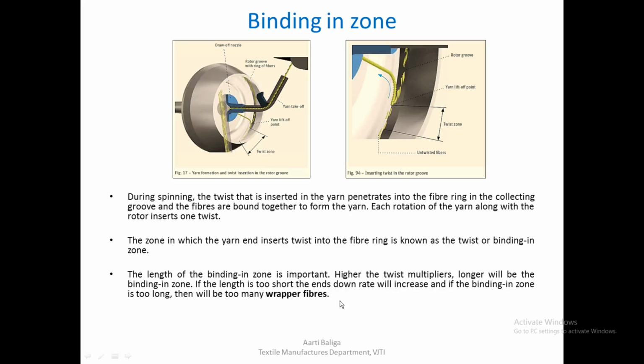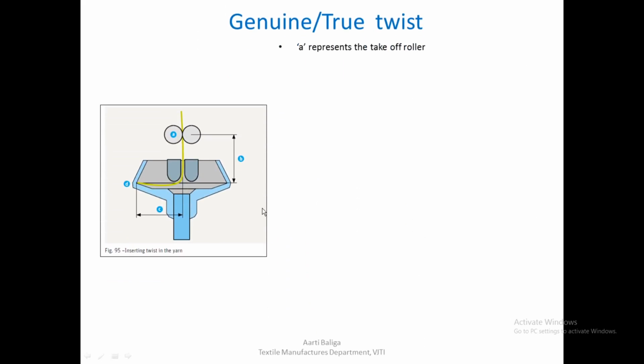And this binding in zone, we have just mentioned that it depends on the twist multiplier. So higher the twist multiplier, longer will be the binding in zone. So it is directly proportional. We'll see what the wrapper fibers are, what we mean by wrapper fibers, in the next lecture.